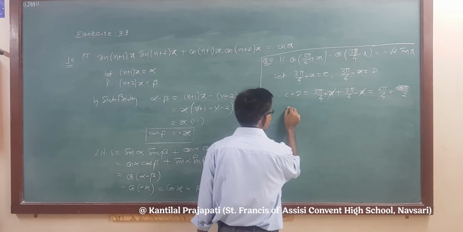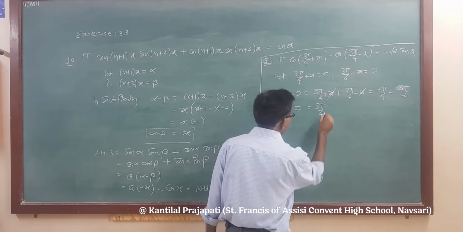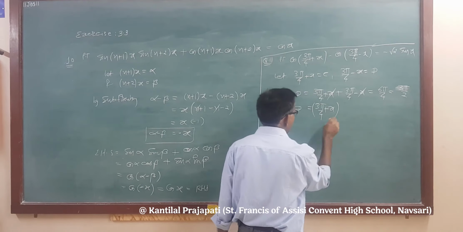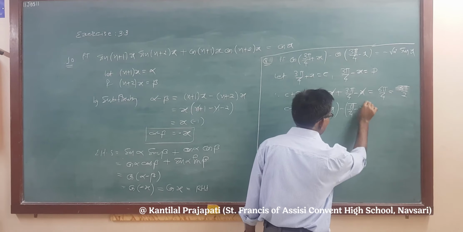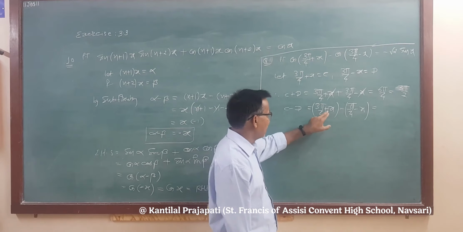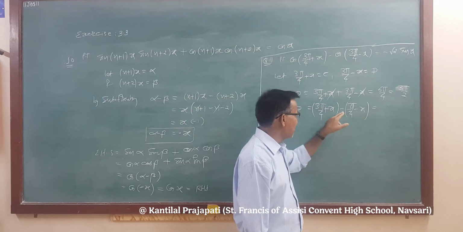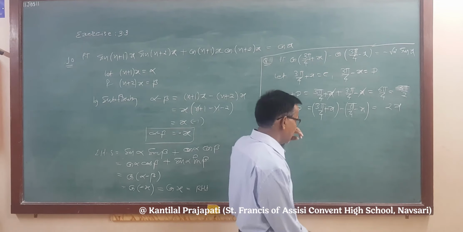And now subtract, c minus d. So we write this as 3 pi by 4 plus x minus 3 pi by 4 minus x. And 3 pi by 4 cancels. What is here? Minus minus plus x. So by simplification we get 2x.